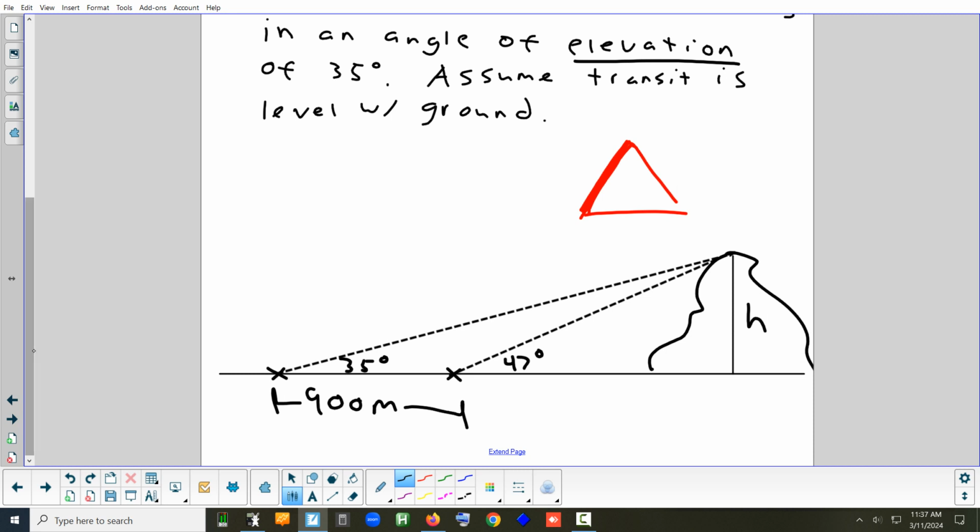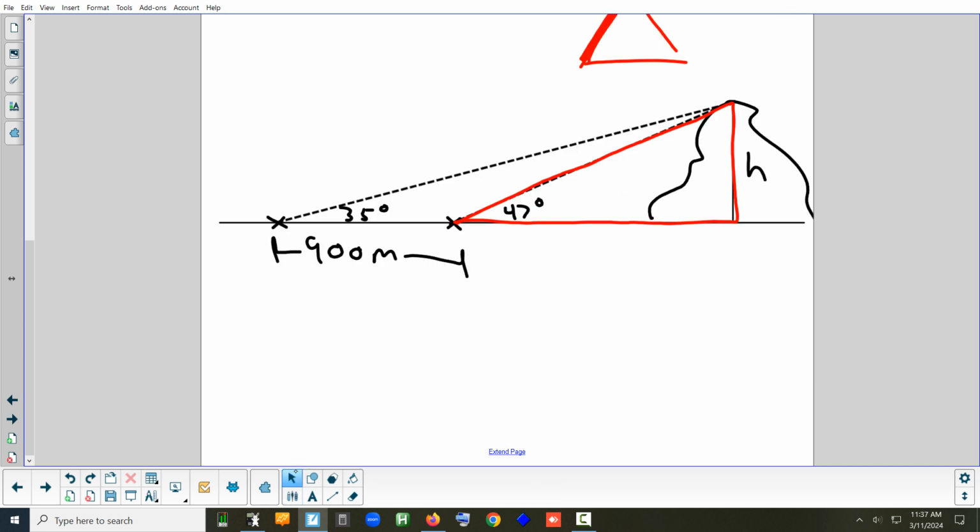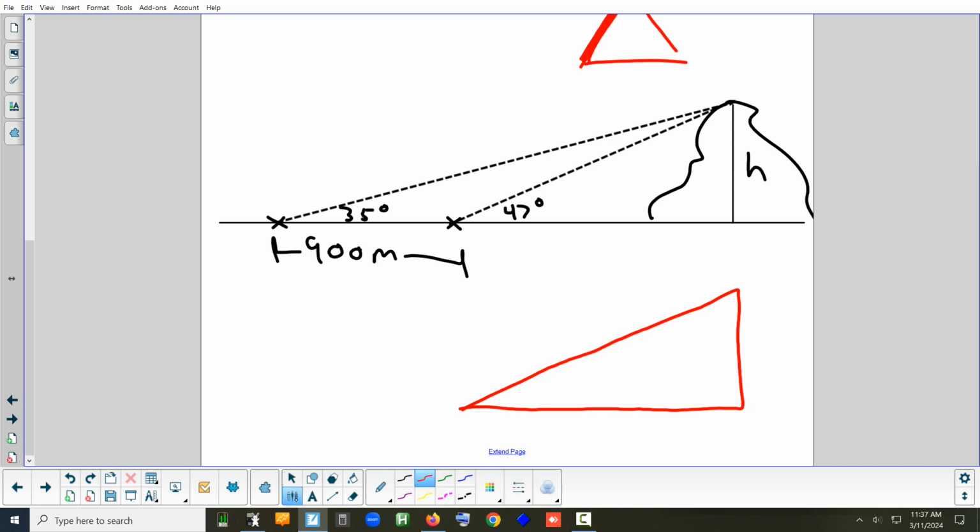So we've got a couple triangles in this picture. Let's start with this one. If we can work with this red triangle right away, that will tell us the height of the mountain. Let's put that down there. So you're solving for h, and you know that's 47, and you know that's 90. Okay, do you have enough information in this triangle to find h? No. What do you need to always have to solve a triangle?